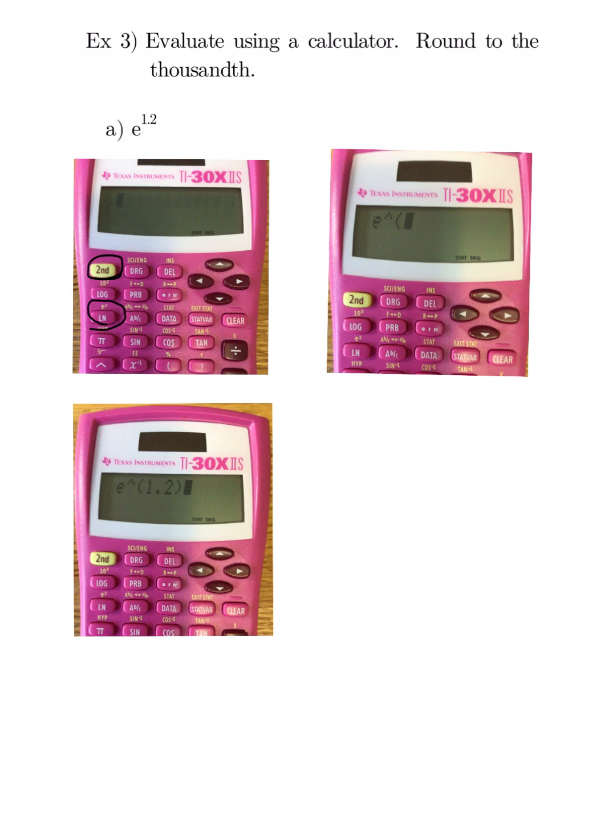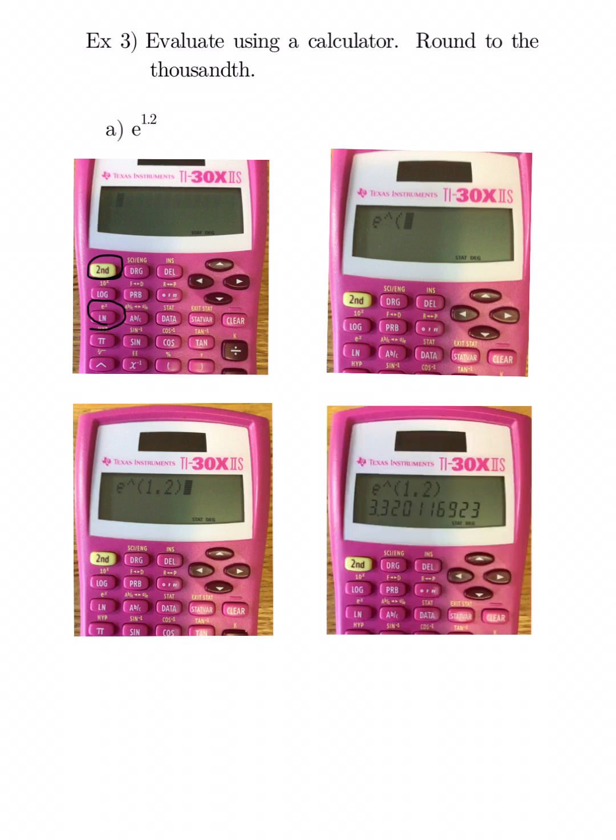Type in the power of e that you are finding, which in this case is 1.2, and then close your parentheses. Hit your equals or enter key, and you should see this number of 3.32011, and so on. So rounding to the thousandth place, the third decimal place, e to the 1.2 power is approximately 3.320.